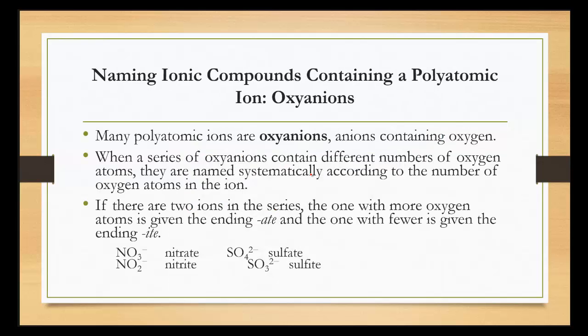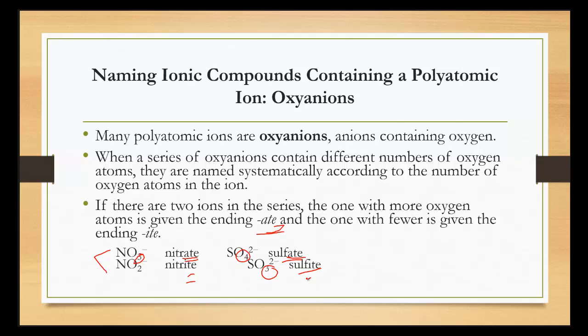Many polyatomic ions are oxyanions, which are anions containing oxygen. When a series of oxyanions contain different numbers of oxygen atoms, they are named systematically according to the number of oxygen atoms in the ion. If there are two ions in a series, the one with more oxygen in a given name ends in "ate". So if we look at this one, NO3 versus NO2, 3 is more, so it ends in "ate". The other one ends in "ite". SO4 versus SO3, 4 is more, so it ends in "ate". The other one ends in "ite".